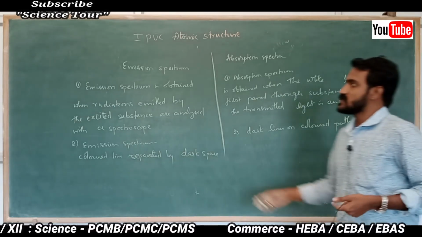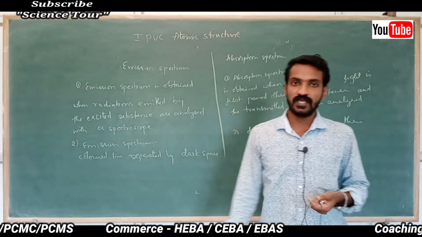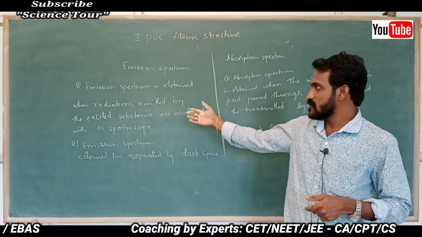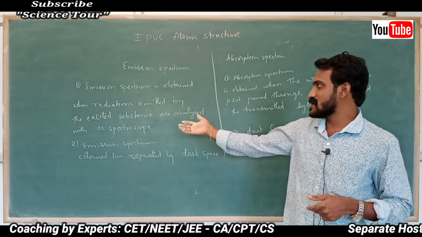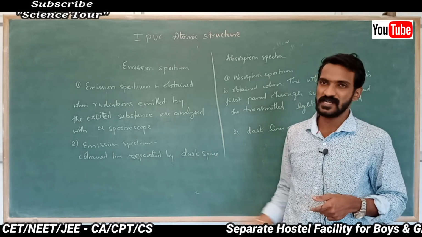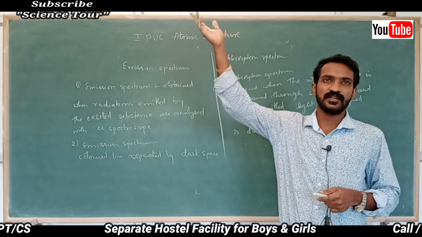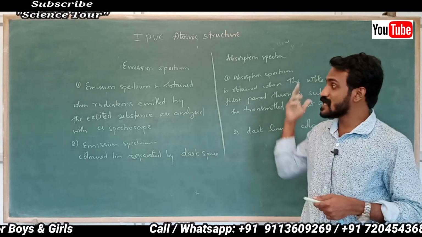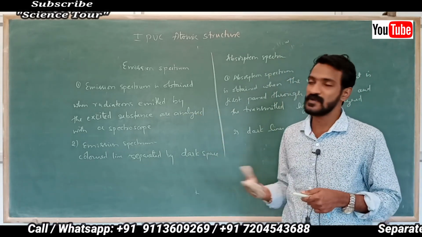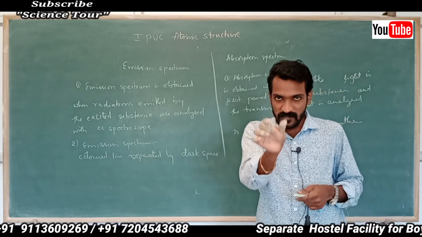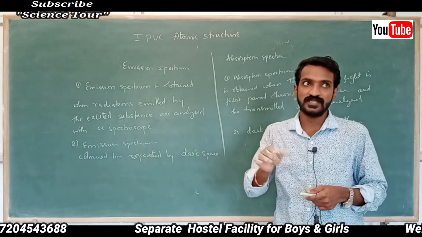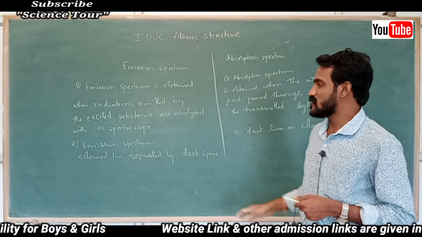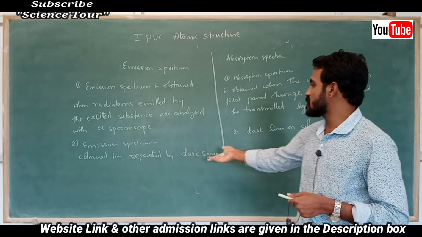Okay, my dear students, this is emission spectrum and absorption spectrum. Emission spectrum is obtained when radiation emitted by the excited substance is analyzed with the spectrometer. That is the excitation of an electron, and it comes back to the original position. Spectrometer means you are finding the spectrum. In this one, colored patterns you can see. Spectroscope, leave it, that is not important. Emission spectrum: colored lines are separated by dark space.